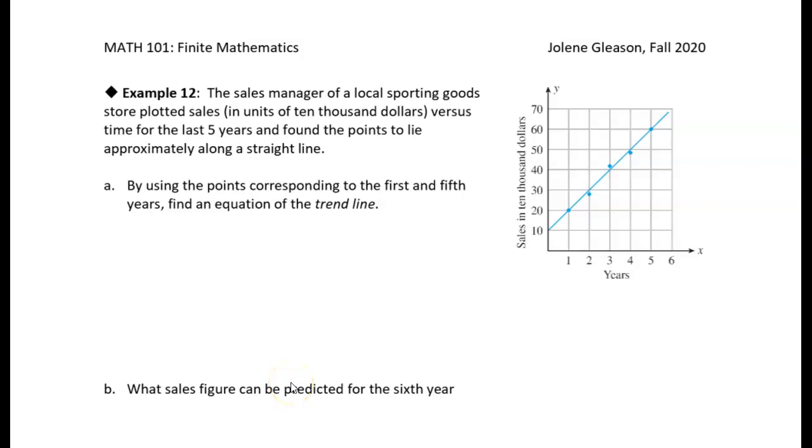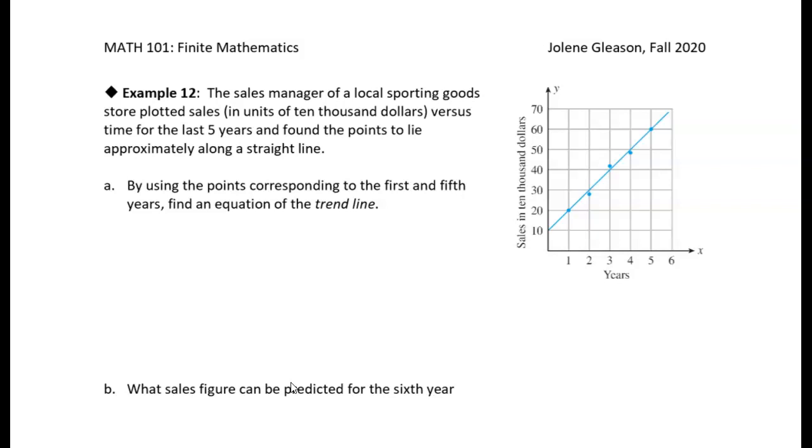All right, there's a lot of examples in this lecture, but there's just two more. Just two more. So you'll be well prepared for the homework, hopefully. In example 12, it says a sales manager at a local sporting goods store plotted the sales in units of $10,000. That's something to be careful of with the homework. Sometimes they give you units in not just dollars, but tens of thousands of dollars.